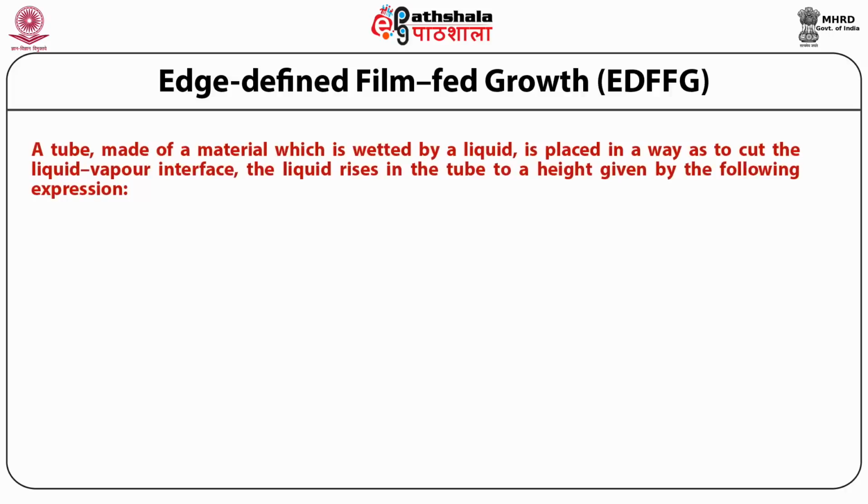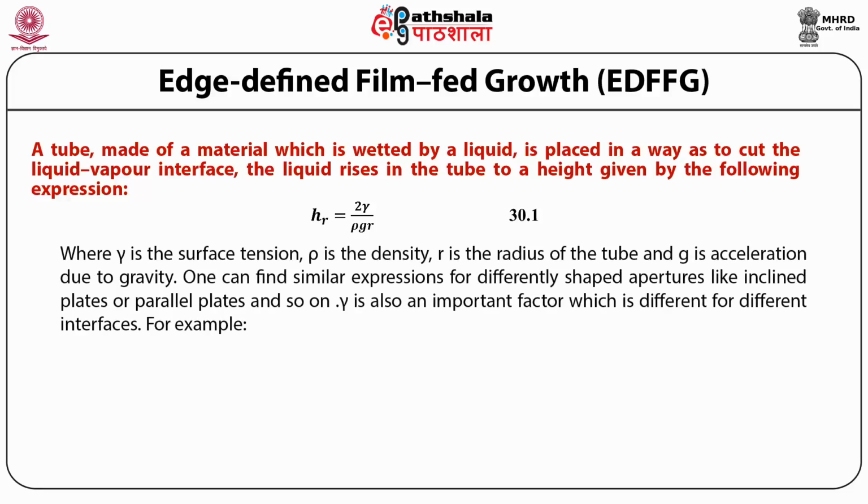A tube made of a material which is wetted by a liquid is placed in a way as to cut the liquid-vapor interface. The liquid rises in the tube to a height given by the following expression: small h_r equals twice gamma upon rho g r, given as equation 30.1, in which gamma is the surface tension, rho represents the density, r is the radius of the tube, and g is acceleration due to gravity.